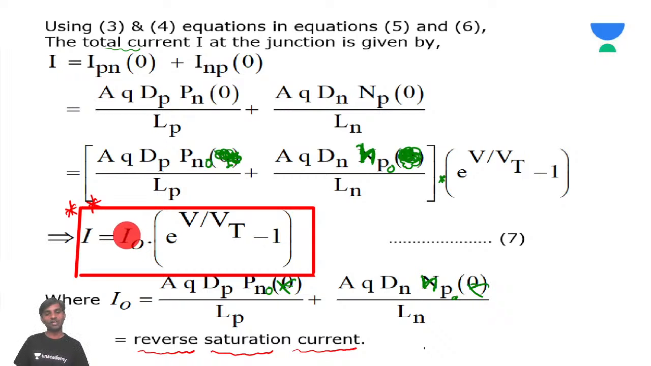What is I naught? I naught is the reverse saturation current. Just now we discussed it, yes or no? What does reverse saturation current mean? This is a formula, sir. Many problems are asked in previous GATE examinations based on this formula only.